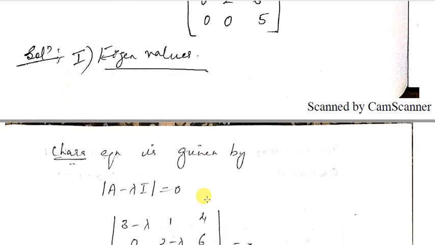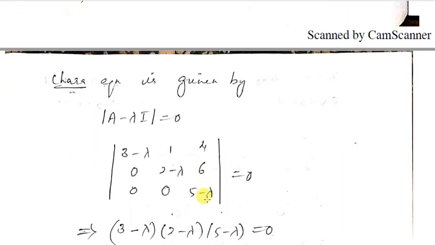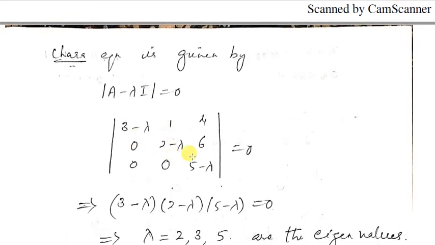So as usual, we have to find the characteristic equation, which is given by determinant of A minus lambda I is equal to 0, expanding the determinant. Here we can use one of the properties of determinants, because all the elements below the principal diagonal are zeros. Therefore, the value of this determinant is the product of all diagonal entries. So this is an upper triangular matrix, and its value is the product of all the principal diagonal elements, that is (3 minus lambda) into (2 minus lambda) into (5 minus lambda), which is equal to 0.